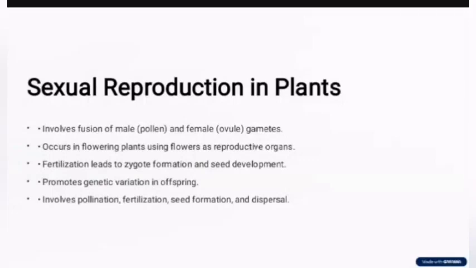Sexual reproduction involves these key steps. Number one, pollination. Number two, fertilization. Number three, seed formation. And the last one is dispersal.